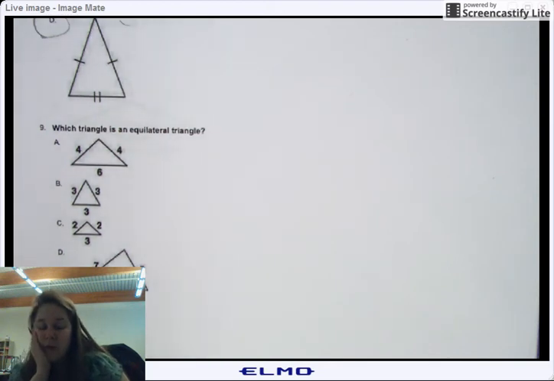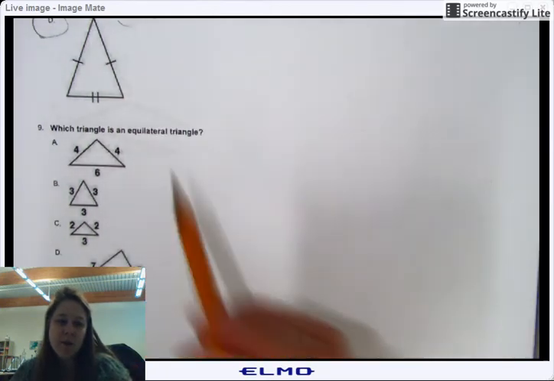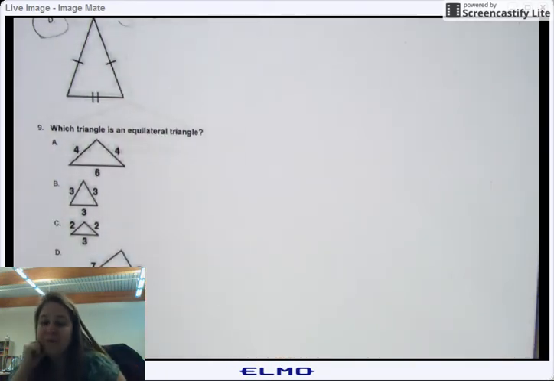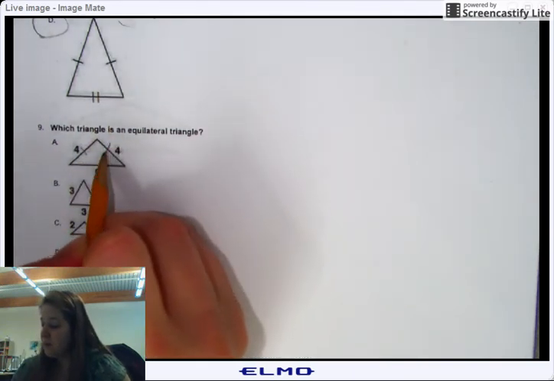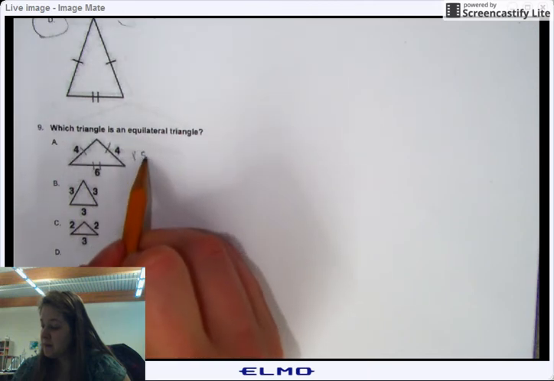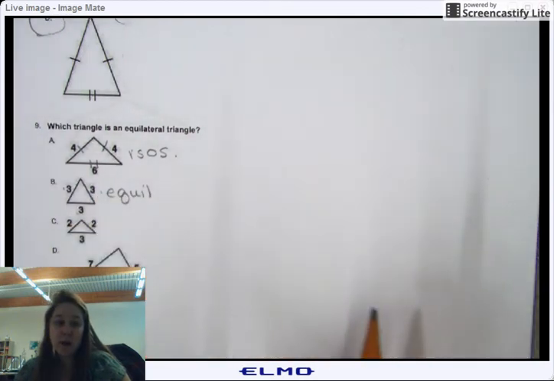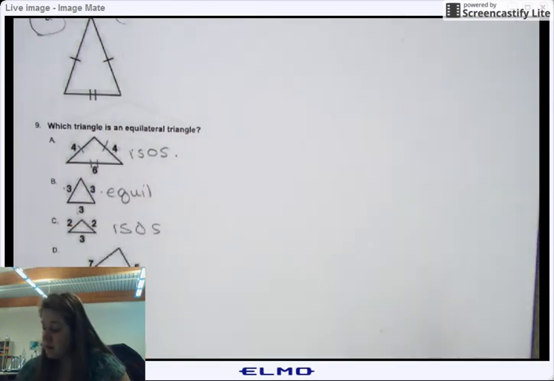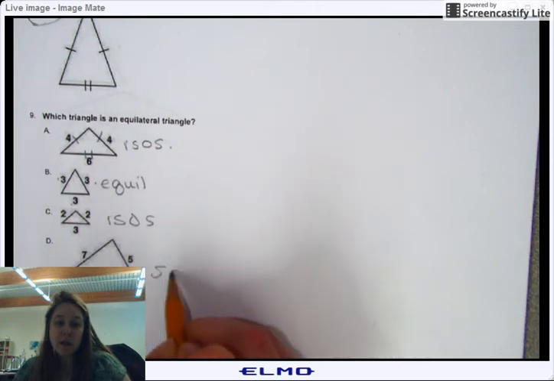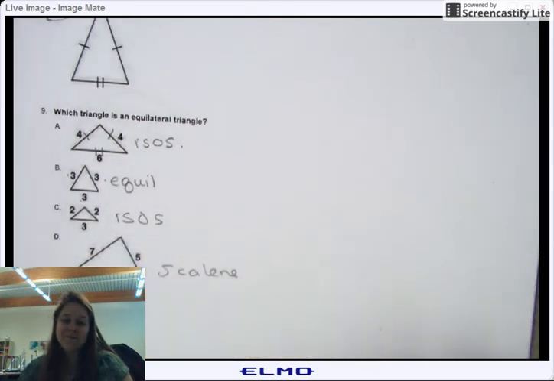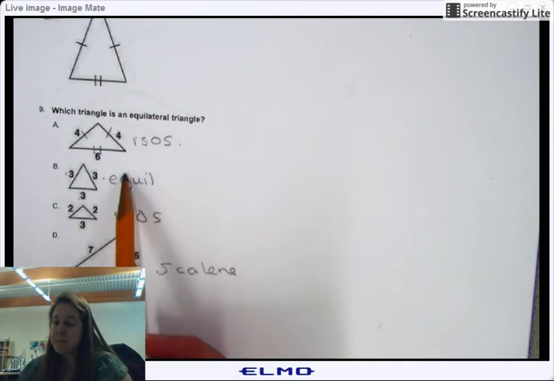Okay, sorry, I'm tired. Which triangle is a quadrilateral? Oh, equilateral. Which one has all 3 sides that are the same? You can do this. Which one has all 3 sides that are the same? Right here. This one is an isosceles. This one looks to be an equilateral because it's 3, 3, 3. Here's another isosceles. And all different sides, meaning it is a scalene. So my answer is B.